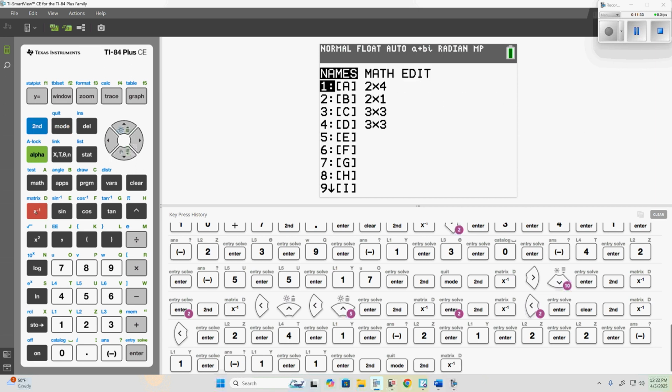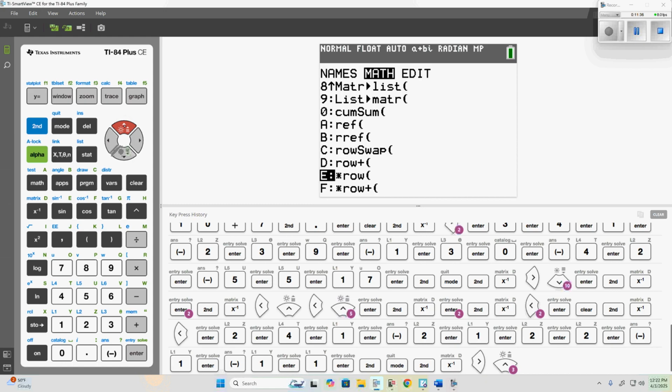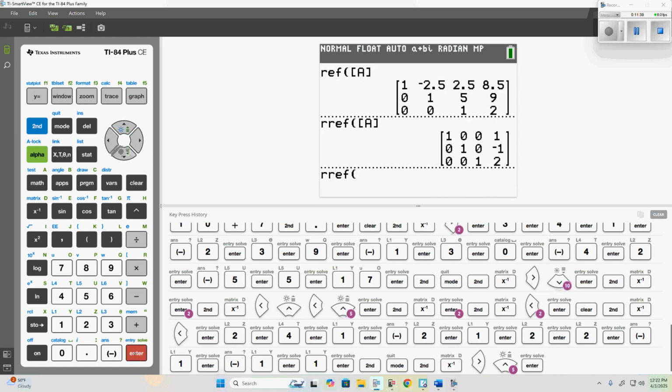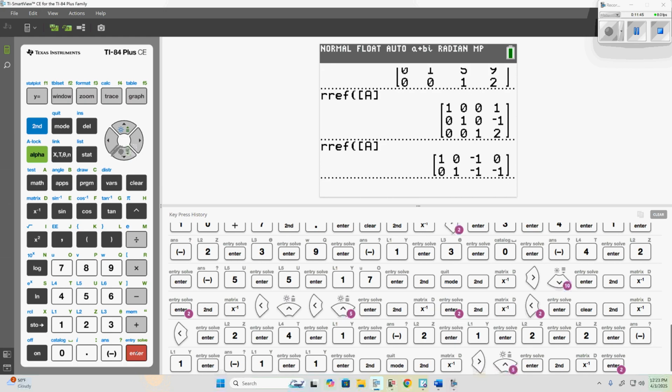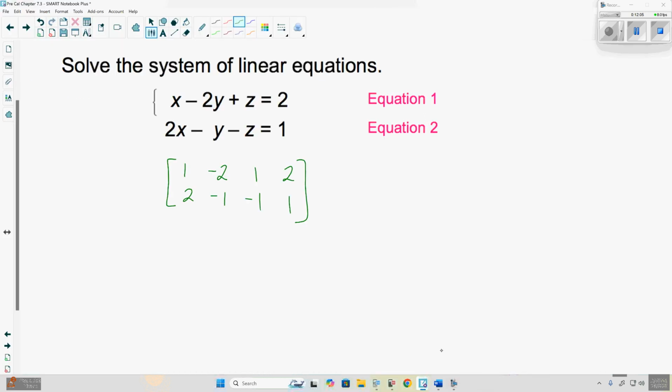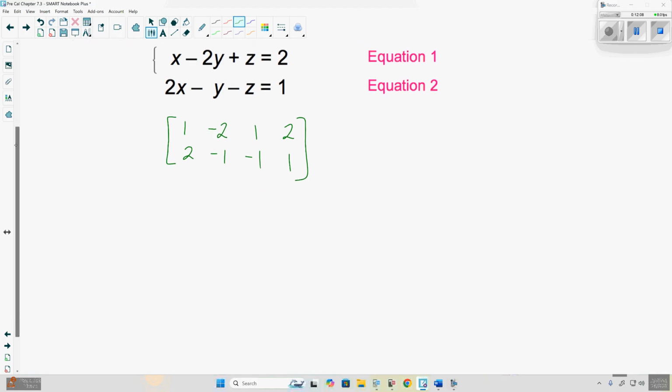So what we're going to do next is second matrix. Over to math, and we're going to find our REF, second matrix A. And what we get is this here. So we get 1, 0, -1, 0. And on the bottom we have 0, 1, -1, -1. This is what we started with, and our answer, 1, 0, 1, is what we got.